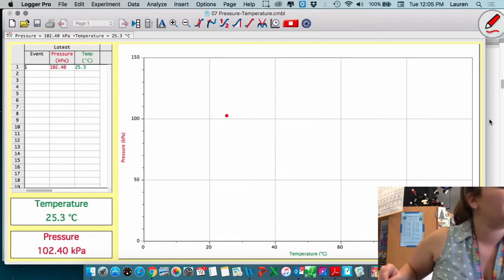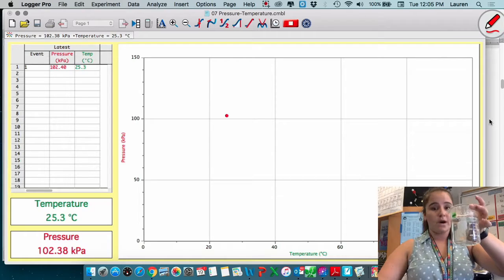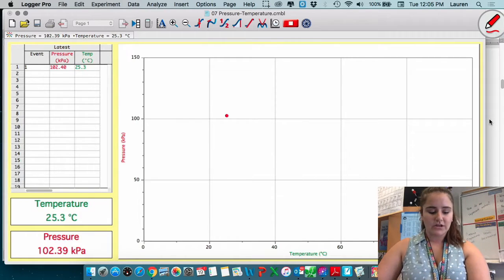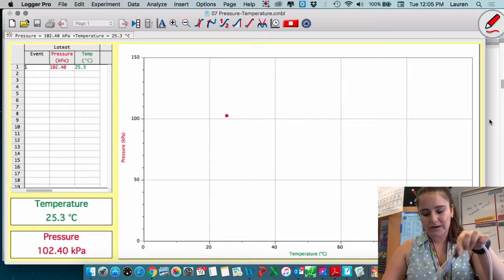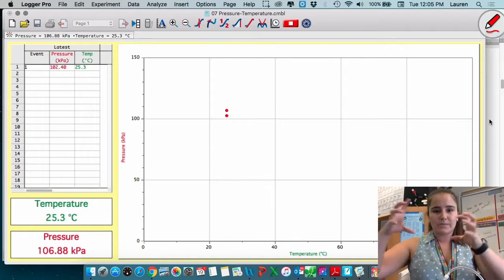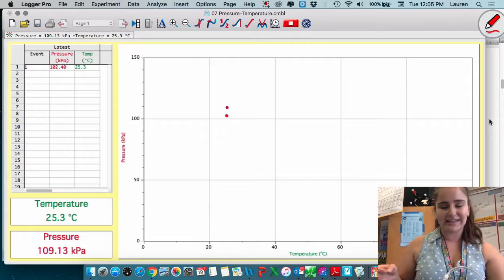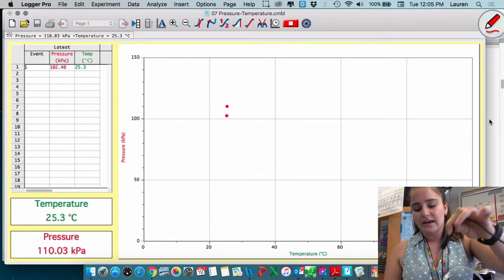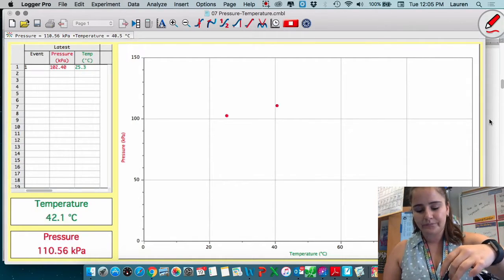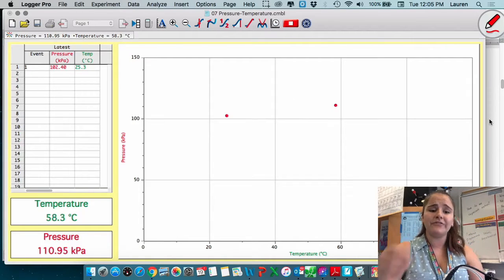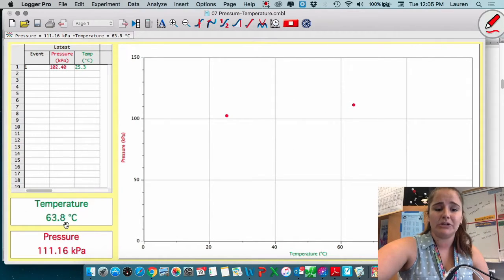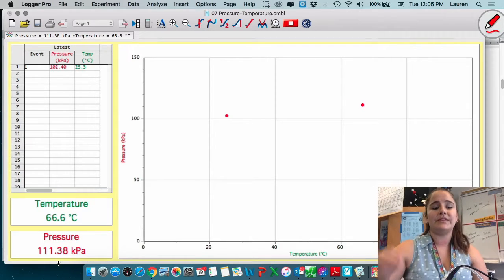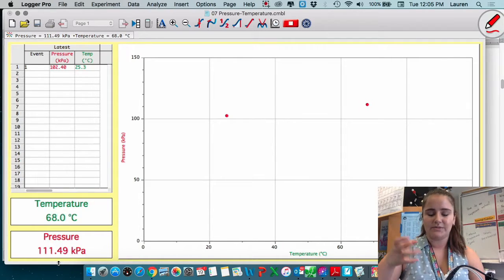Now right here I have a container of water that I boiled. I'm going to put my gas particles into the boiling water so that the boiling water transfers its energy through the glass and heats up those gas particles. I'm going to take the temperature of the water. Now I have to wait a little bit to let the temperature and the pressure stabilize, so that all of those gas particles heat up and come to the same temperature as the water.